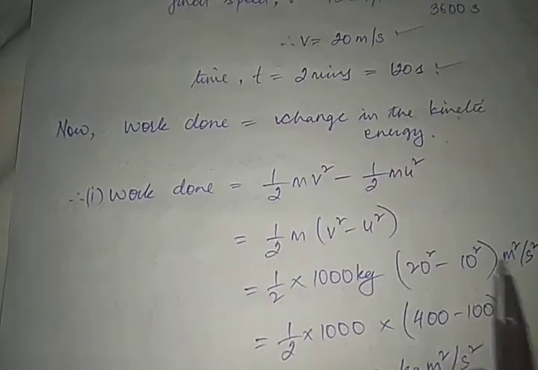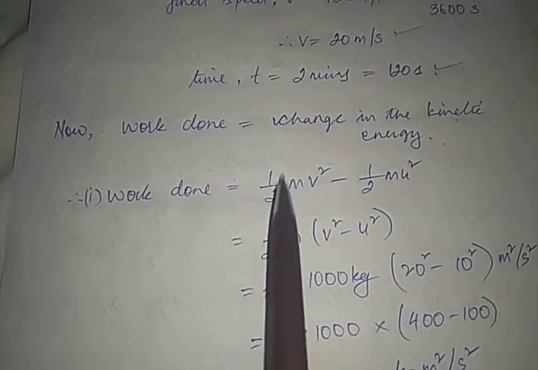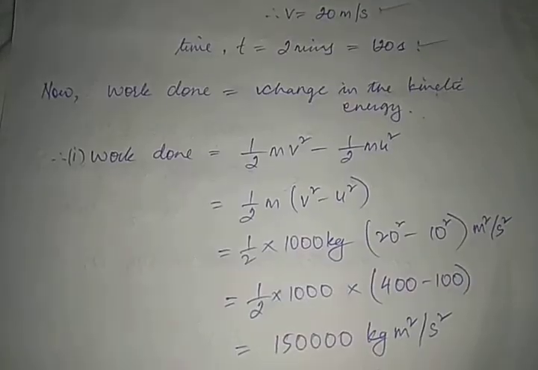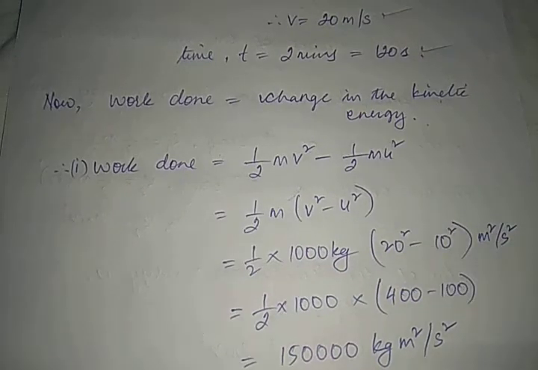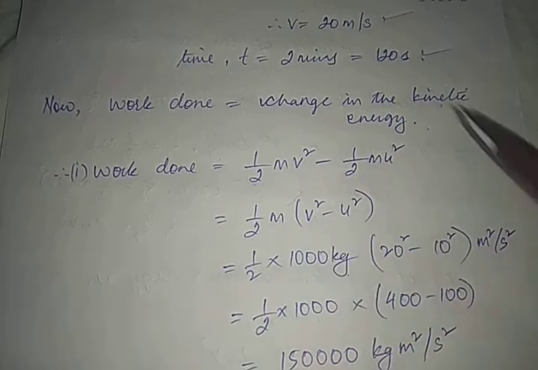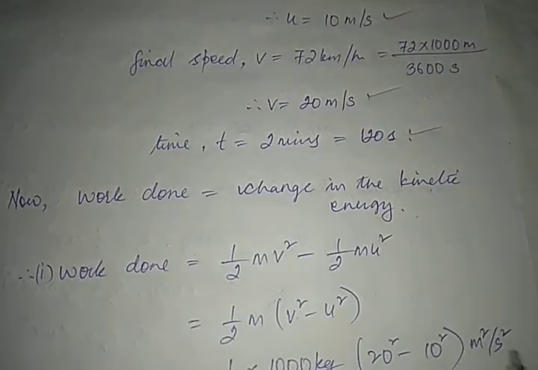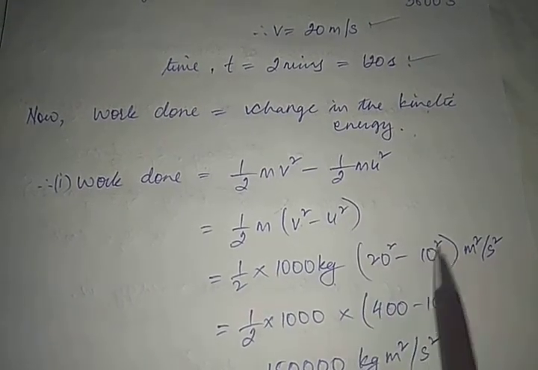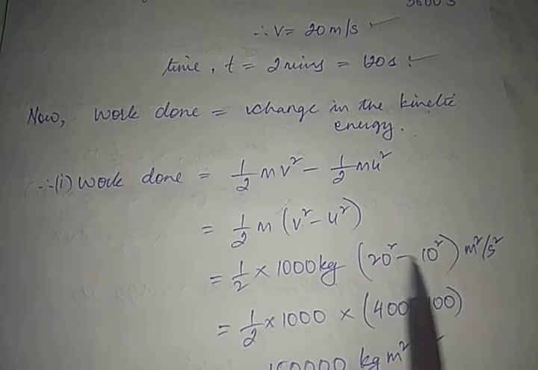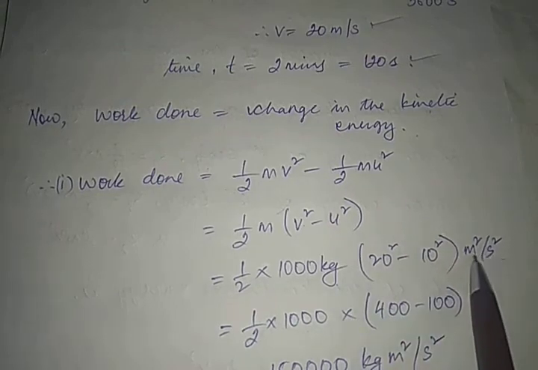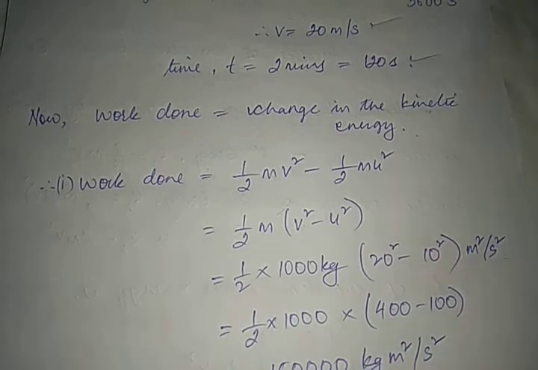So now work done is change in kinetic energy. Of course, we get this from work energy theorem. Remember that. So therefore, work done is half mv squared, the final kinetic energy, minus the initial kinetic energy. So I've taken half m common. So this is v squared minus u squared. Then I've simply substituted the values. So half into mass is 1000 kg. V, we've seen V in SI is 20 meters per second. So this is 20 squared. V squared is 20 squared. Minus U is 10 squared. And the square of the velocities will have units. Since we are squaring the velocities, the unit will be m squared per second squared.